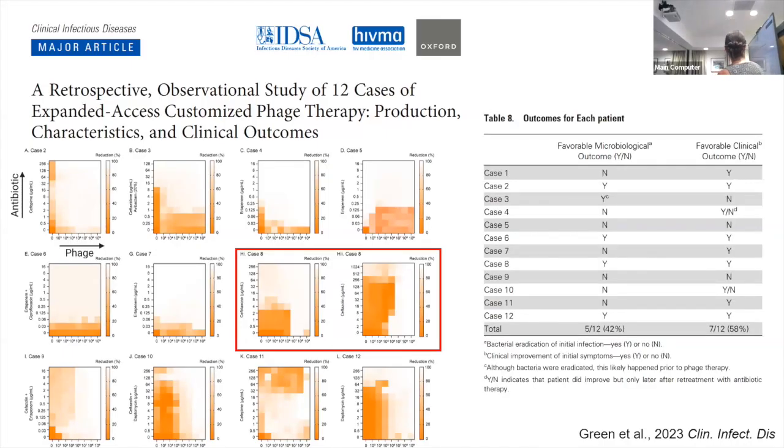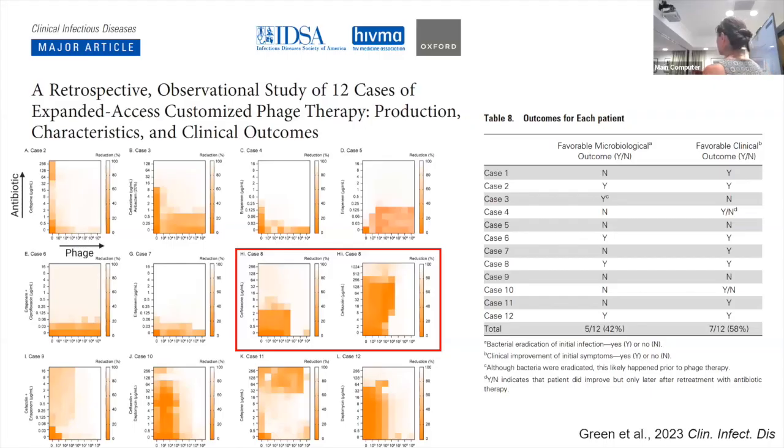Among these cases, we like to categorize favorable microbiological outcome versus clinical outcome because it can be very complex. Microbiological is very simple: you see bacteria or you don't on a plate, whereas clinical outcome is based on the experience of the clinician and what she thinks. So oftentimes, these can differ. We saw 42% favorable microbiological outcome and 58% favorable clinical outcome.